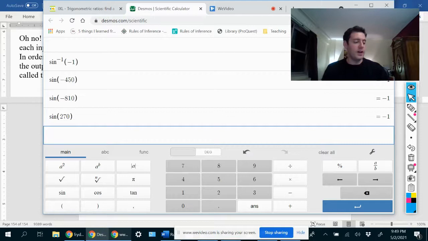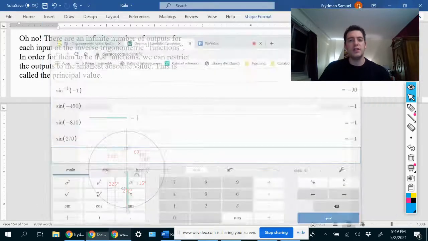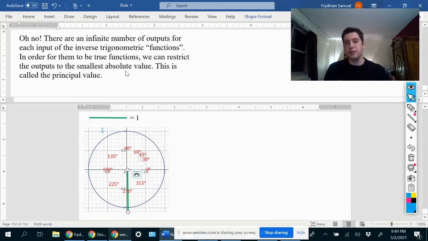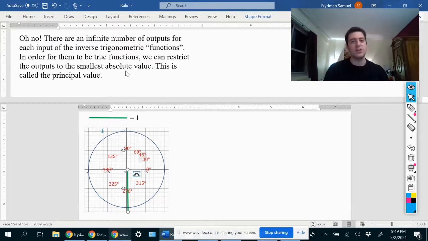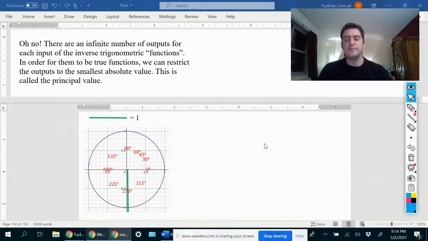Okay, so by choosing only the principal value, then we're actually turning these back into real functions. So by accepting only the principal value and calling that the answer, then we can say that there's only one output for each input. So the inverse trigonometric functions are back to being real functions.